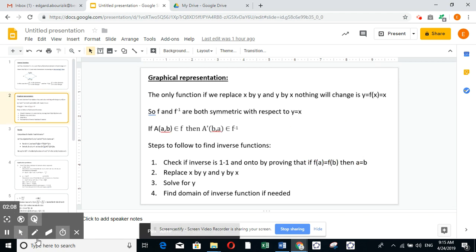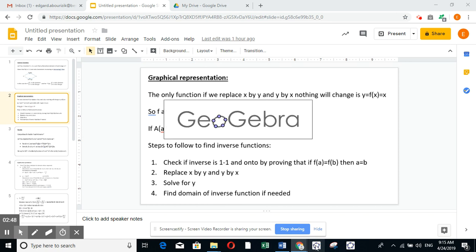Let us go to the graphical representation of function f and its inverse. We said that if you have a, b belonging to function f, then in the inverse you permute b to a and a to b. X will be y and y will be x. And the only line where if you replace x by y and y by x is the line y equals x, so f and f inverse are always symmetric with respect to y equals x. So let us see it using GeoGebra. We're going to see it clearly when we use GeoGebra now.